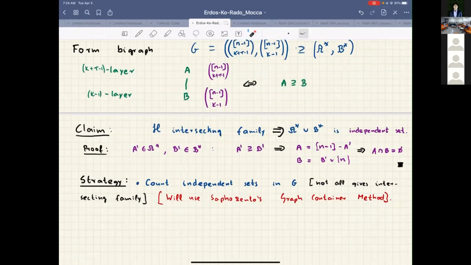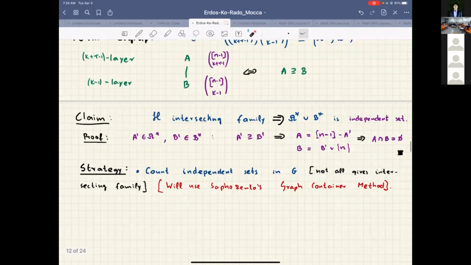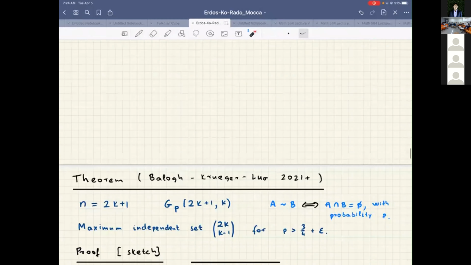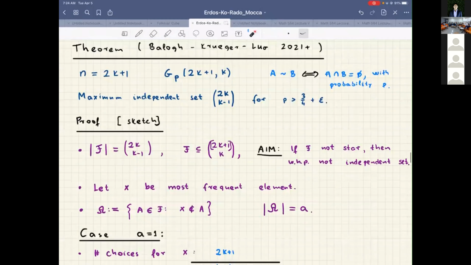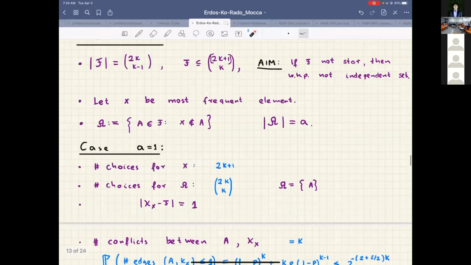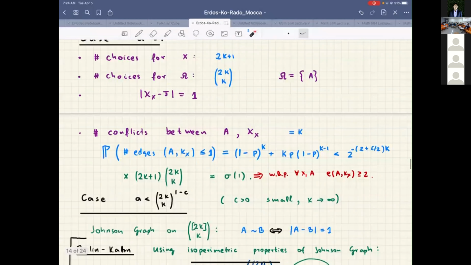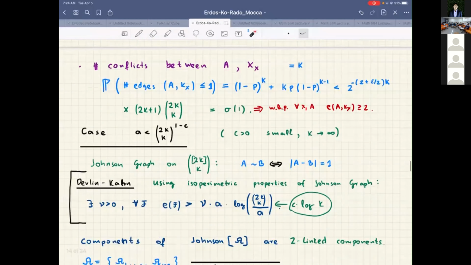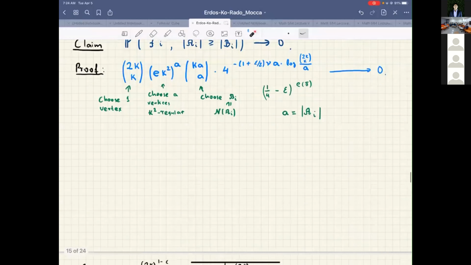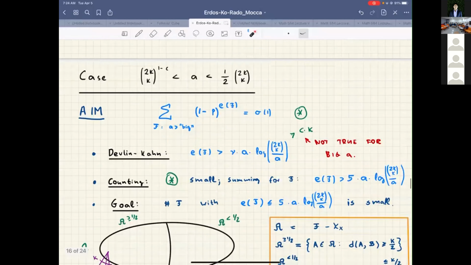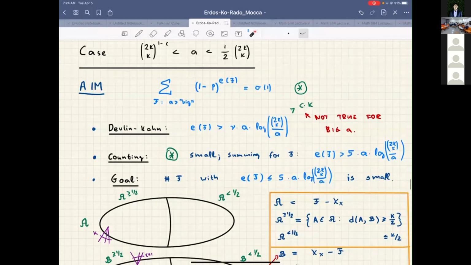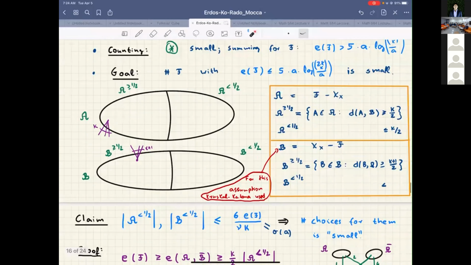the Sapozhenko-style graph container method. Here we are losing something because not all independent sets give an intersecting family, and unfortunately I don't have time to discuss this proof, which is actually not so long, but takes more than 1 minute.